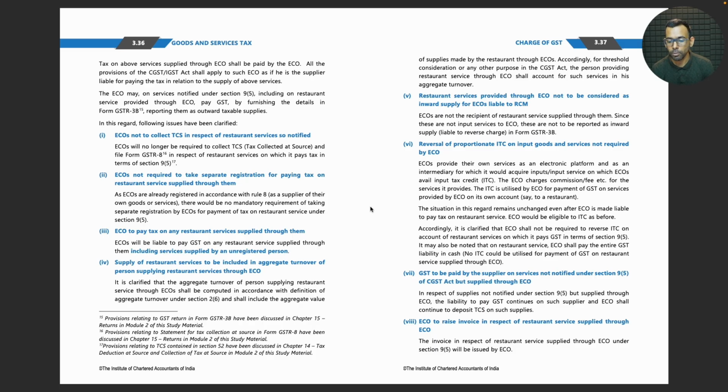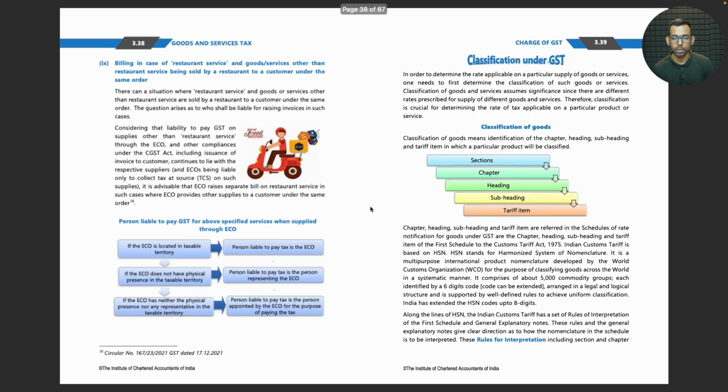ECO to raise invoice in respect of restaurant service supplied through ECO. The invoice in respect of restaurant service supplied through ECO under 9 subsection 5 will be issued by ECO. Billing in case of restaurant service, goods or services other than restaurant service being sold by a restaurant to a customer under the same order.